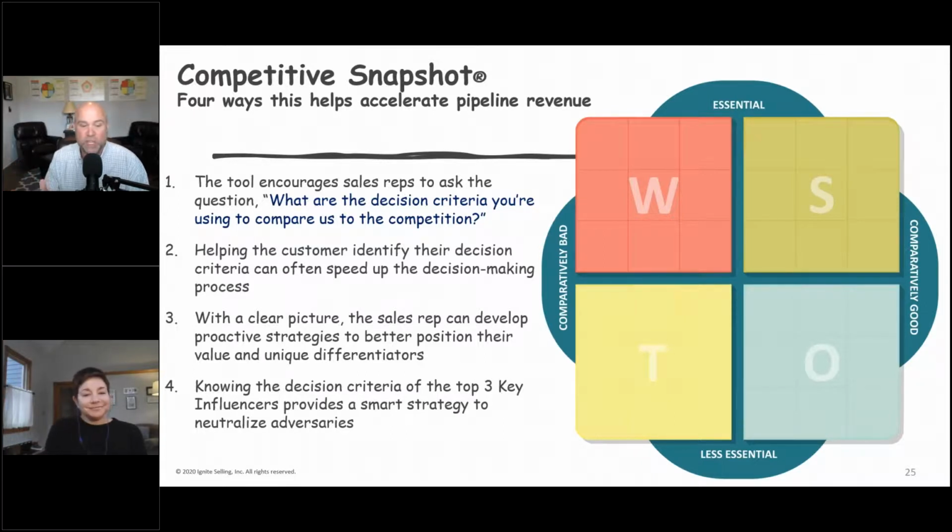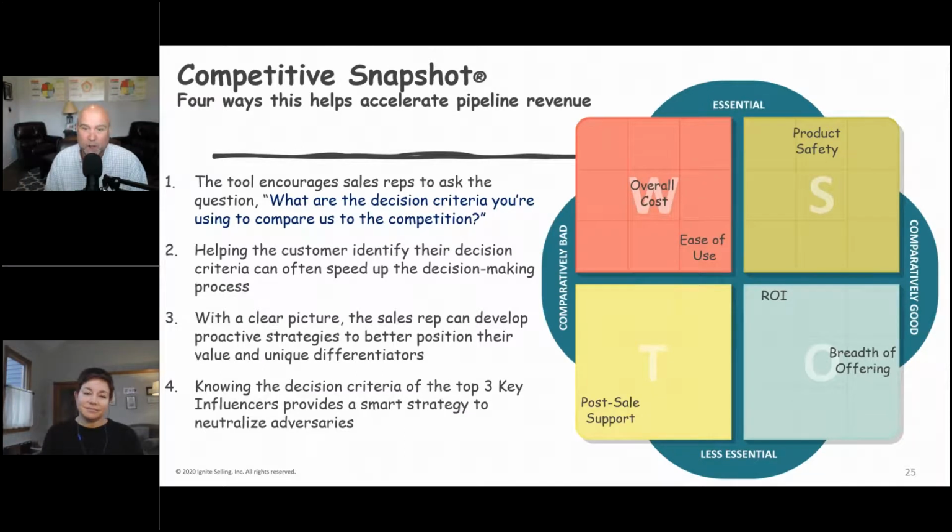And then number 4 is knowing the decision criteria and the top 3 key influencers provides a smart strategy to neutralize your adversaries. Think about it. If you're trying to neutralize an adversary, why don't you ask that adversary, that person who's not a fan of yours, what's the criteria that you're using to compare me against the competition? Maybe what they're going to say is something like this. They may say it's product safety, overall cost, ease of use, ROI, breadth of offering, and post-sale support. And this is maybe what the adversary's decision criteria is. They like you because you offer a product that's very safe, and it happens to be their number 1 criteria.